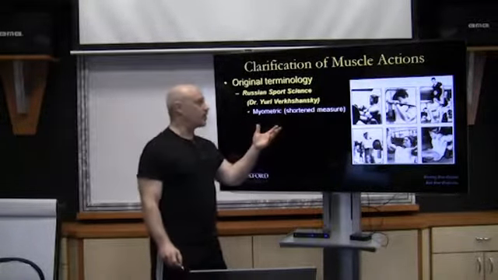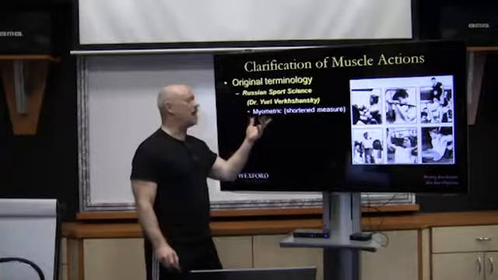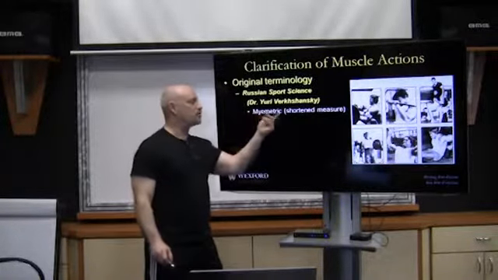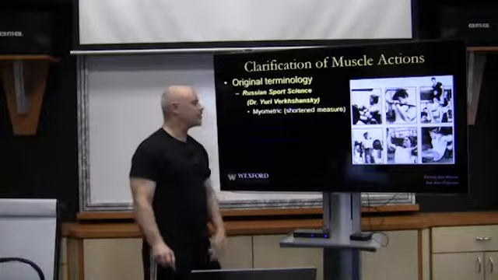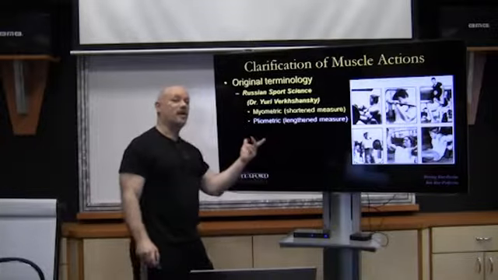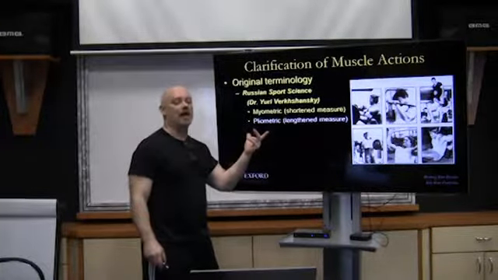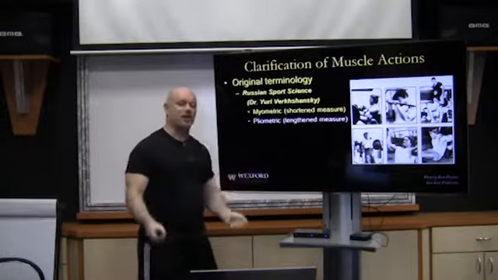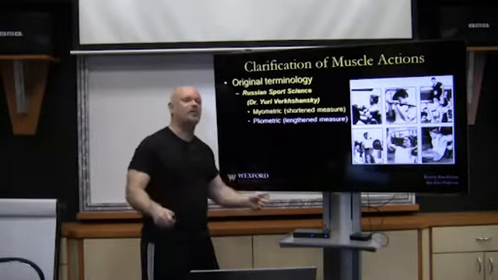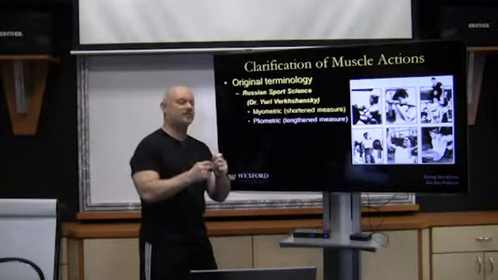The original term for shortening measure, what we call concentric, is myometric: muscle shortening or shortened measure. The next term is plyometric, or lengthening measure. If you look at jumping exercises in this country, it's called plyometrics. It's what they call a stretch shortening cycle. The muscle is rapidly stretched and then it reverses direction and contracts in the opposite direction.